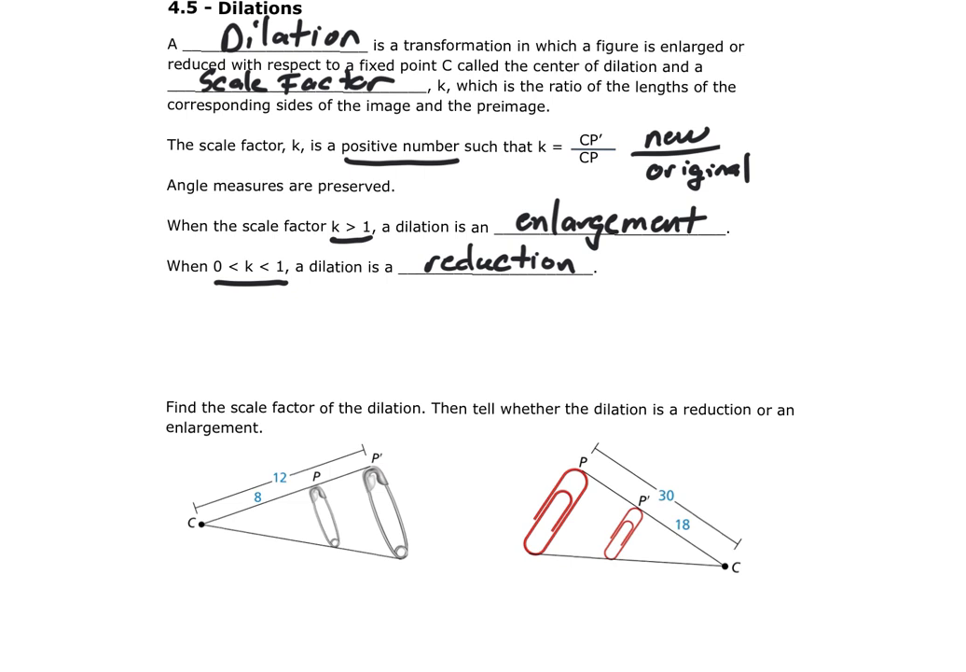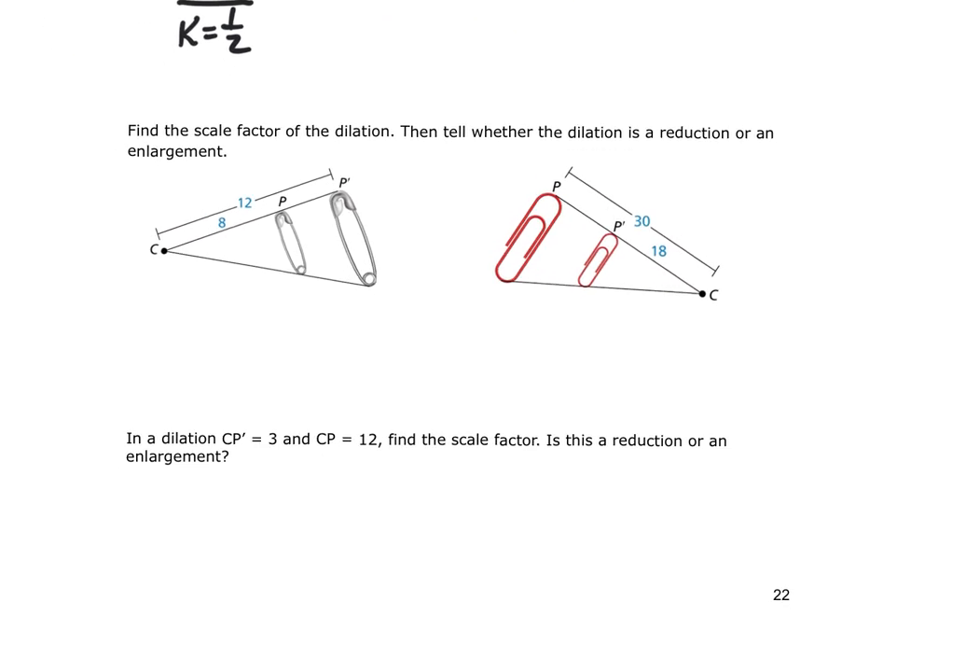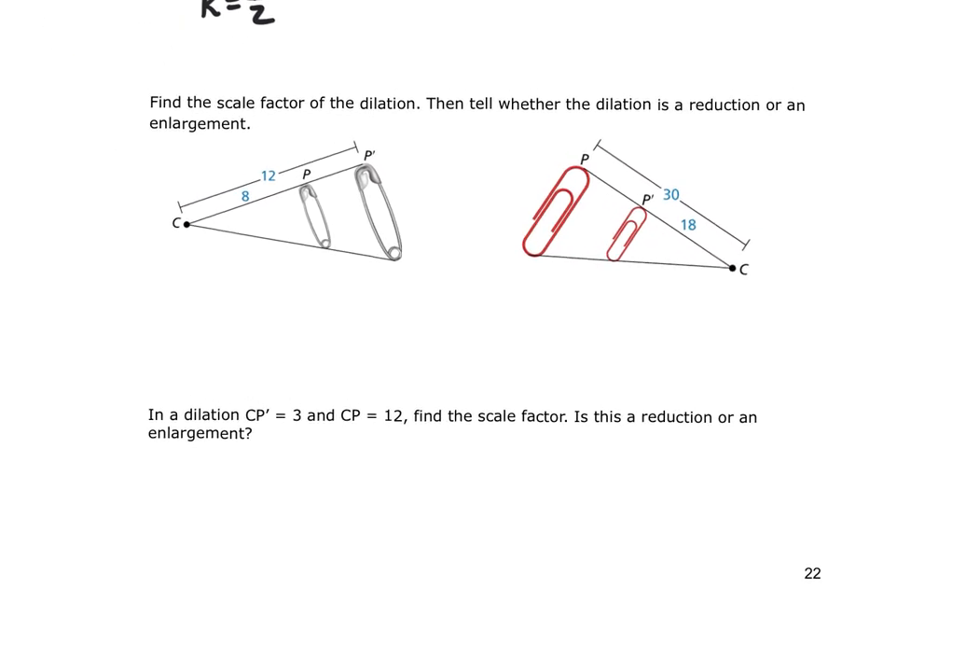Okay? So this might be K equals 1/2 because it's half the size, whereas this one might be K equals 2 because it's twice the size. Same number, right? 2, but are we dividing it by 2 or are we multiplying it by 2 is quite a bit different. So here's how we come up with the scale factor.